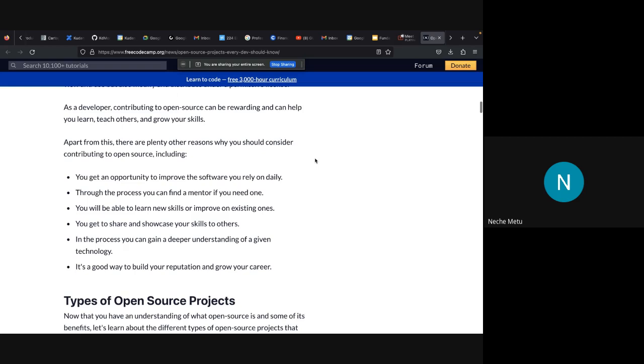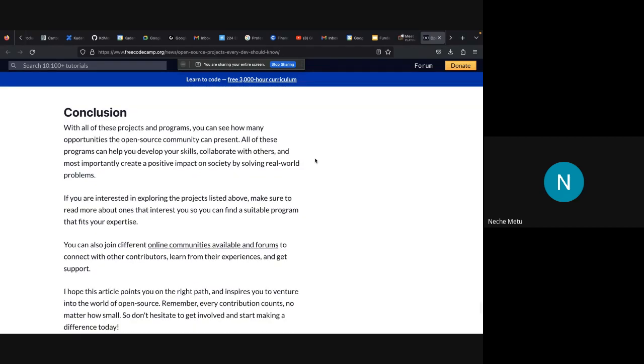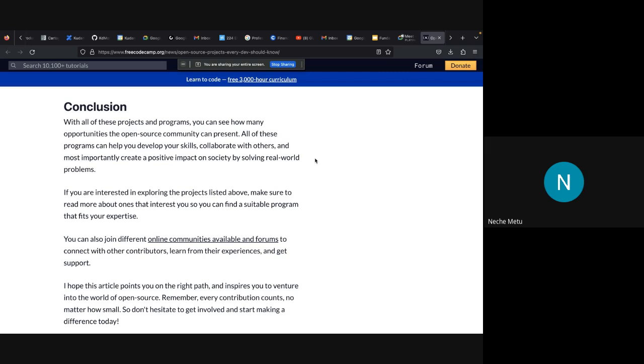And then you can see his conclusion. With all these projects and programs, you can see how many opportunities the open source community can present. All these programs can help you develop your skills, collaborate with others, and most importantly, create a positive impact on society by solving real world problems. If you're interested in exploring a project, make sure to read more about what interests you so you can find a stable program that fits your expertise. It talks about joining online communities. He also said, I hope this article points you on the right path and inspires you to venture into the world of open source. Remember, every contribution counts, no matter how small. So do not hesitate to get involved and start making a difference today.